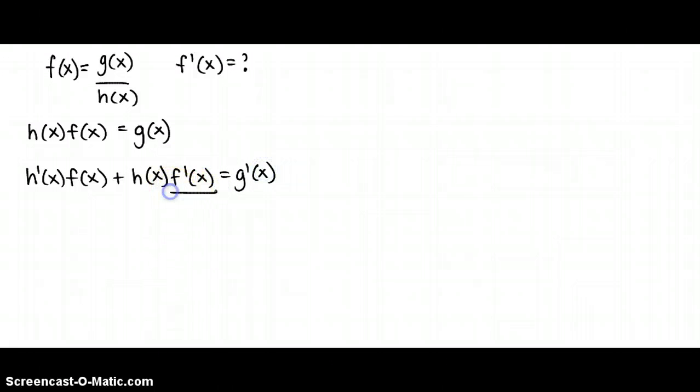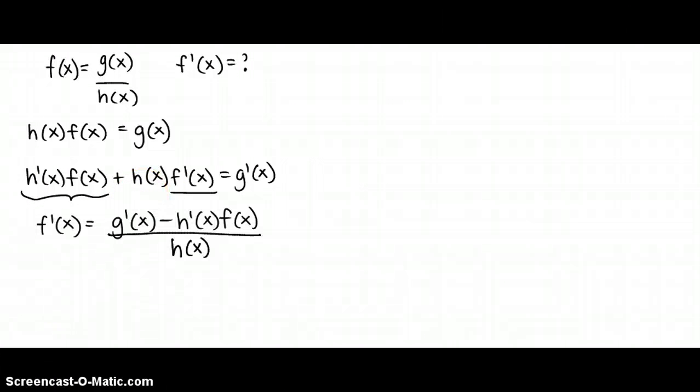Now the goal is, like we said, to find f prime of x, so I'm going to isolate that by moving this over to the other side and then dividing both sides by h of x. Awesome. Now I don't want to have the right-hand side with an f of x in it. I want the right-hand side to be written in terms of g of x and h of x. So I'm going to replace f of x with g of x over h of x.